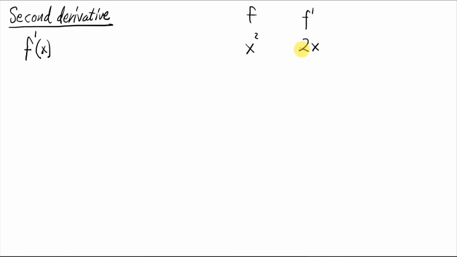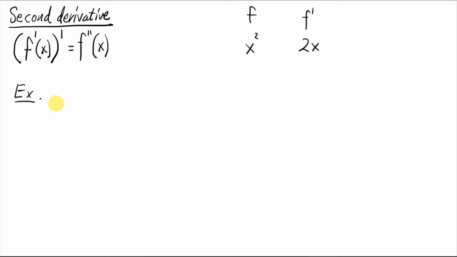But nothing stops you from taking the derivative of this function. So if you take the derivative of the derivative, then you denote that by double prime. F double prime means that you take the derivative of the derivative, and that's called a second derivative.